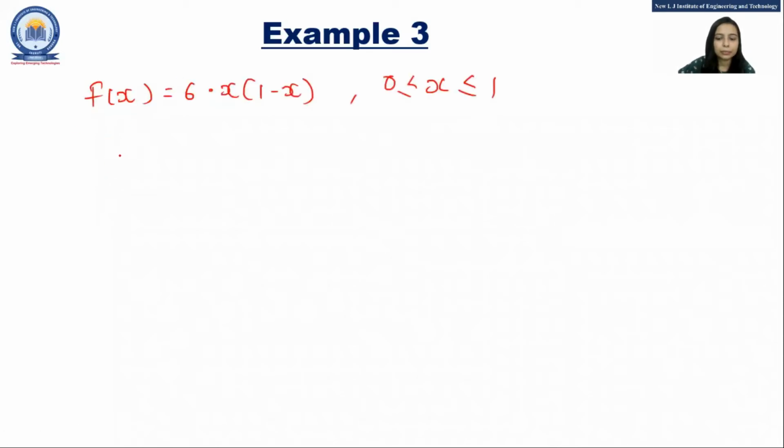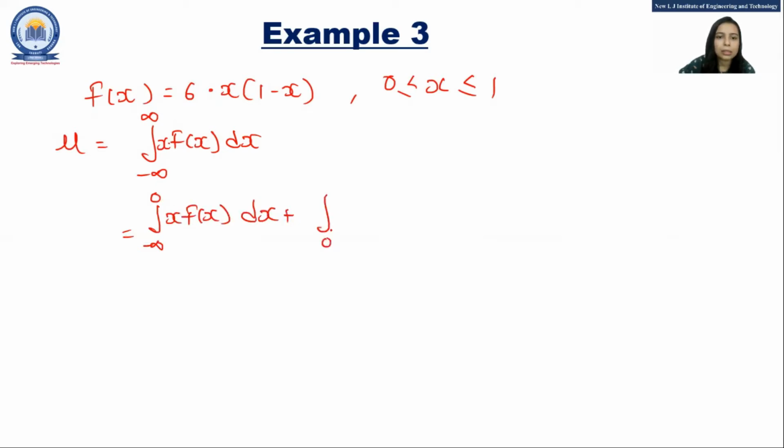Now for the arithmetic mean, that is nothing but mean. So mu is equal to integration from minus infinity to infinity x into f of x dx. So that is minus infinity to 0, x into f of x dx plus 0 to 1, x into f of x dx plus integration from 1 to infinity, x into f of x dx.